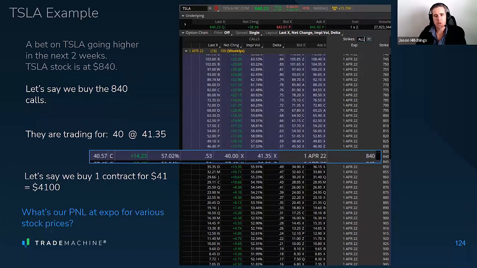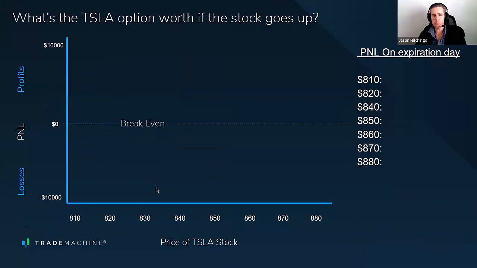It says that the $40 option is trading at 41.35. As retail people, we're probably going to buy a little closer to the asking price. And so let's just say that we can get these calls for 41 bucks. Okay, let's map this out. How does our P&L look? So this is losses, this is profits. Here's our break even. Let's map out different scenarios for how much money we're going to make or lose.